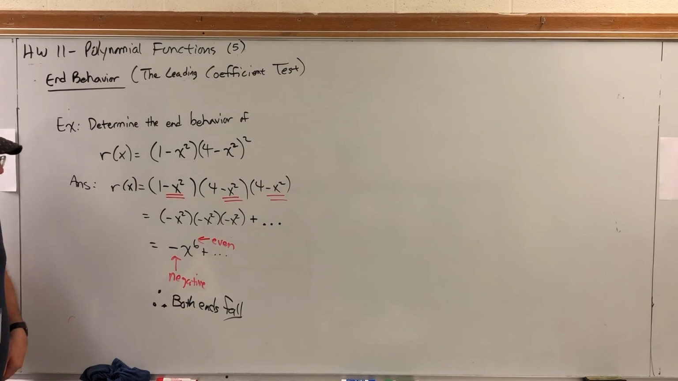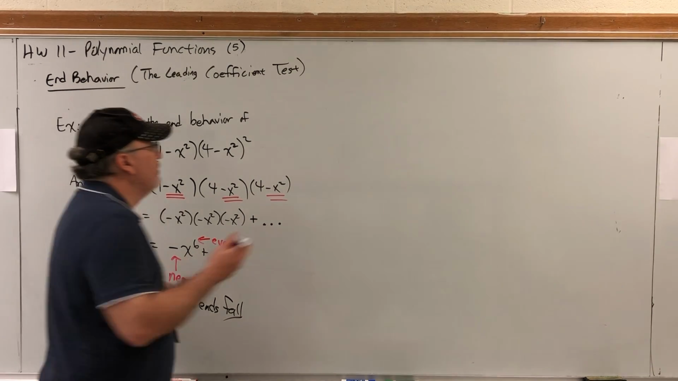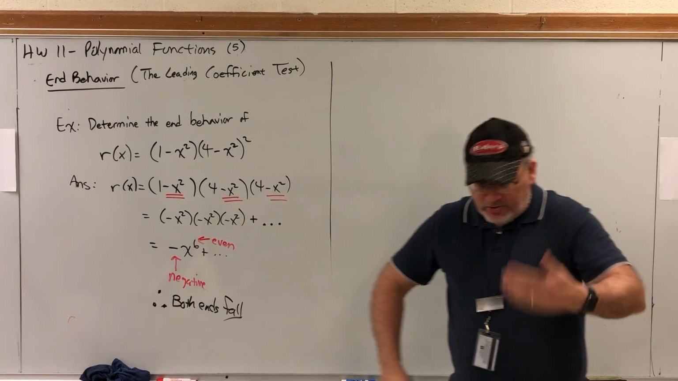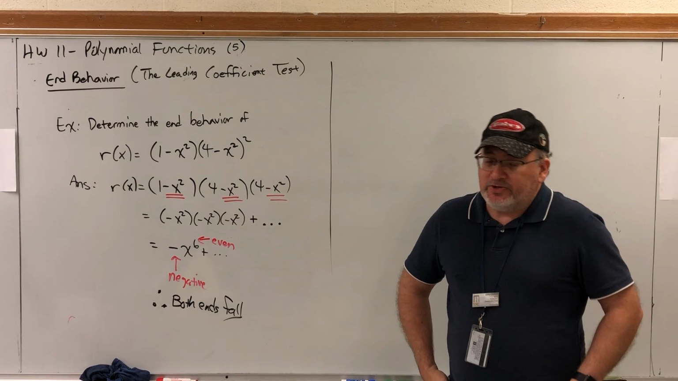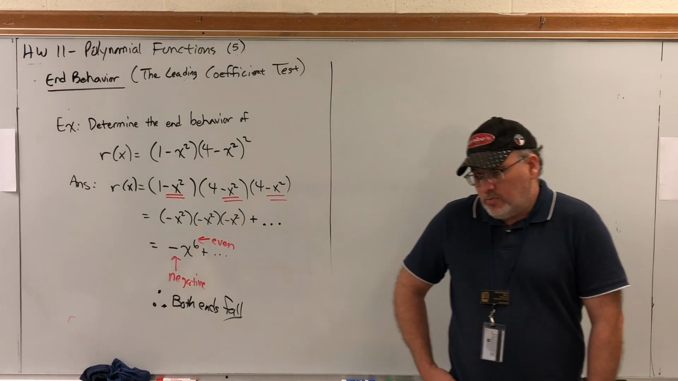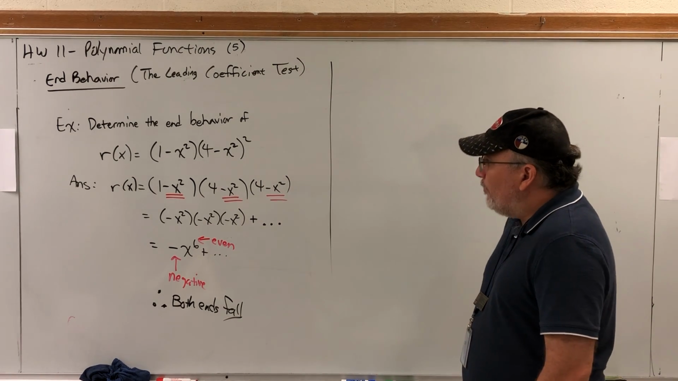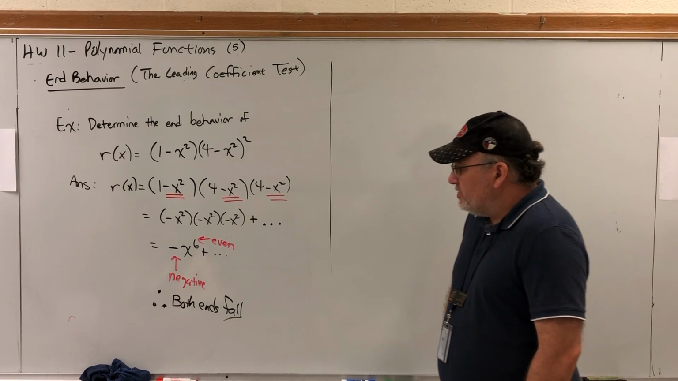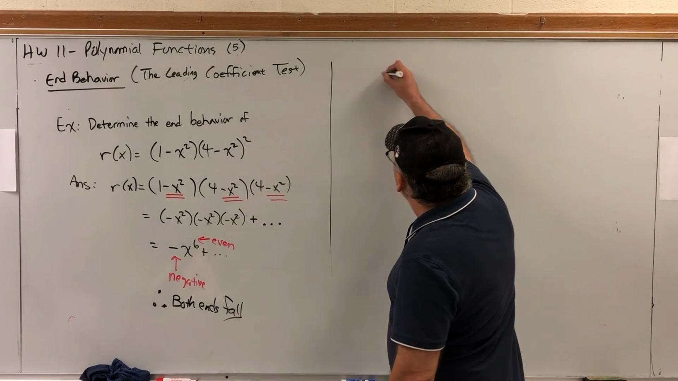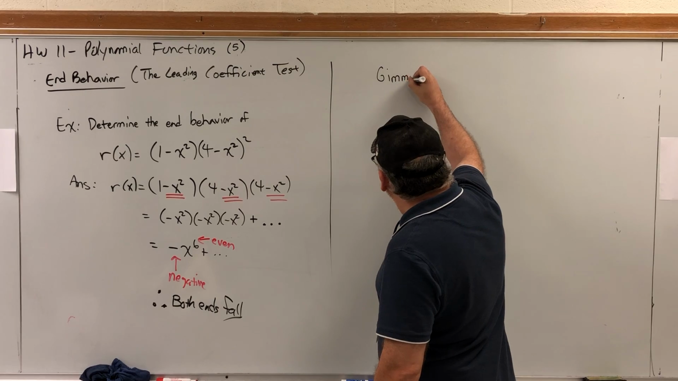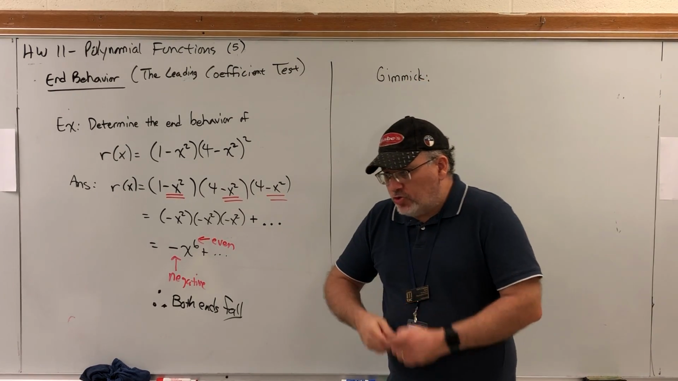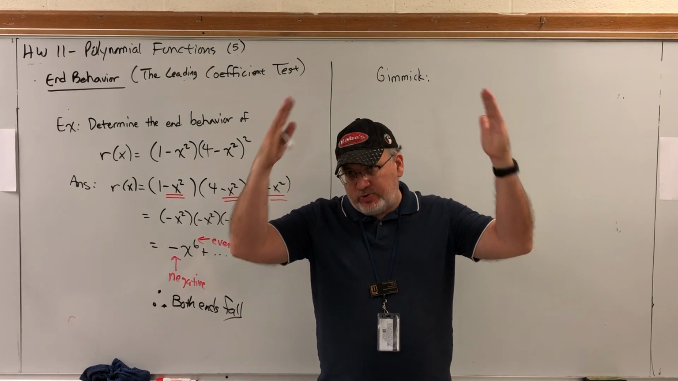To give a little more substance to this video, I want to conclude it with a gimmick. Now, as I mentioned, because your test is going to be with notes, you don't have to memorize anything. You just have to understand what the question is asking. But there is a way to determine end behavior quickly without the need for a table. So here's the gimmick. When the degree is even, either both ends rise or both ends fall.